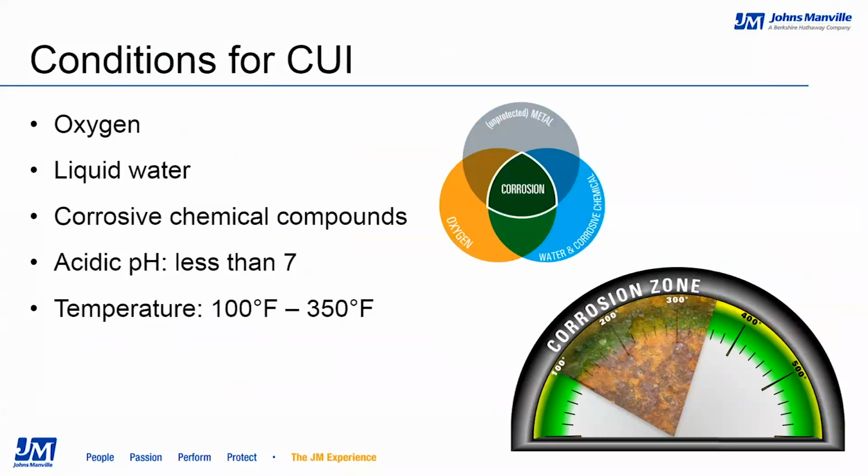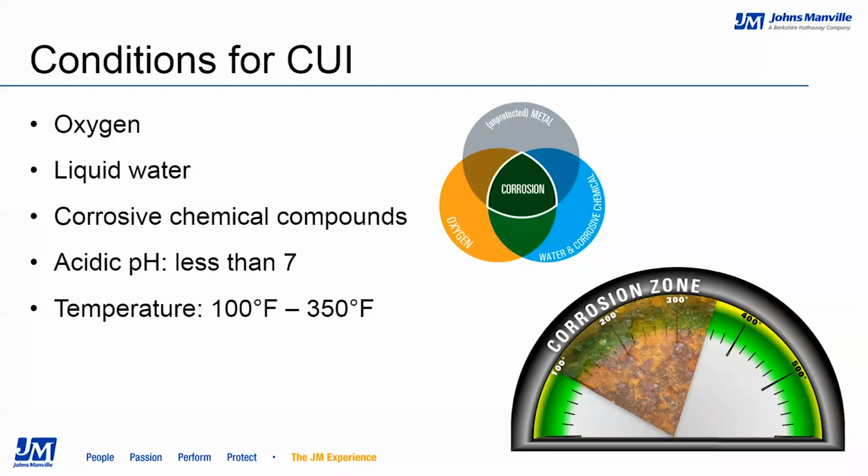Well, there are generally a few ingredients and conditions needed for corrosion to happen. There are liquid water and/or corrosive chemicals, as well as contaminants in the liquid water that contribute to the corrosion, oxygen, and an acidic pH level of less than 7. Temperature is also a component, between 100 and 300 degrees F. When these things come together, you can have corrosion develop.